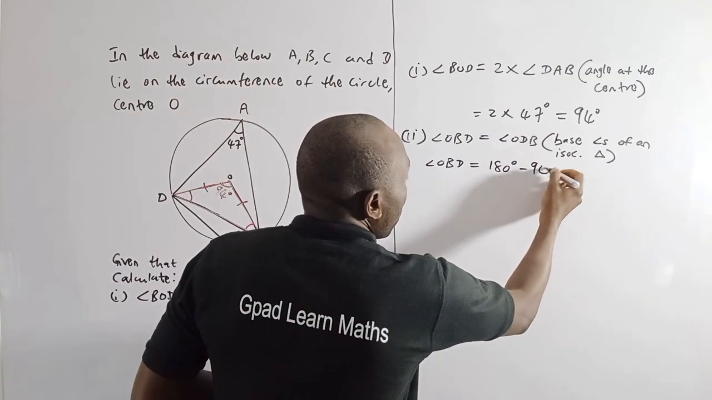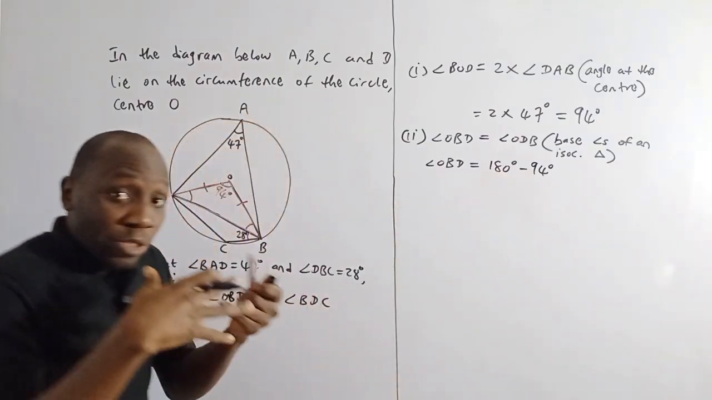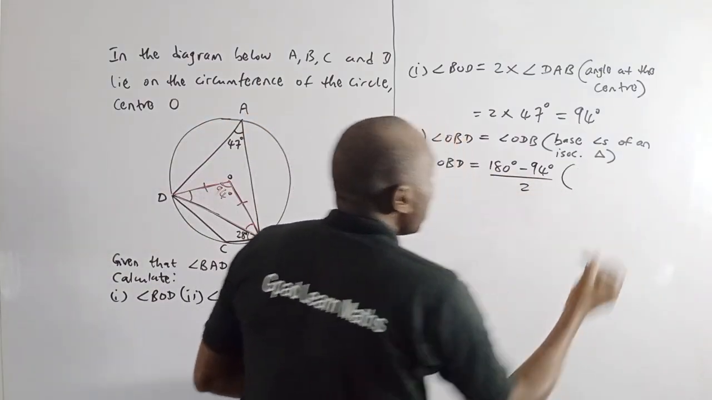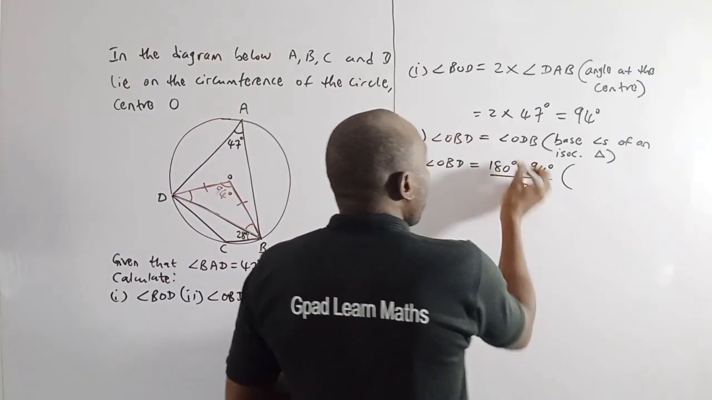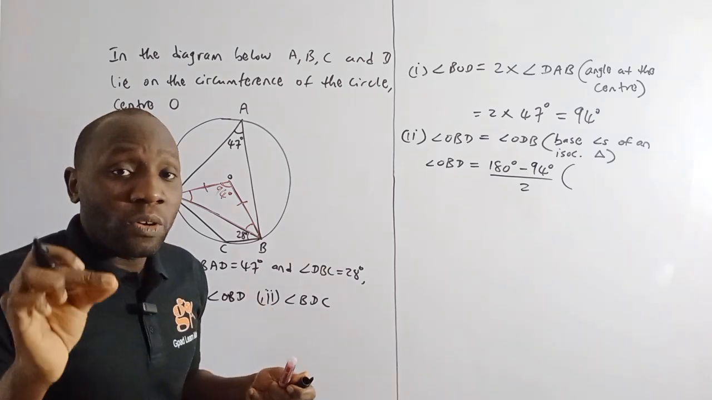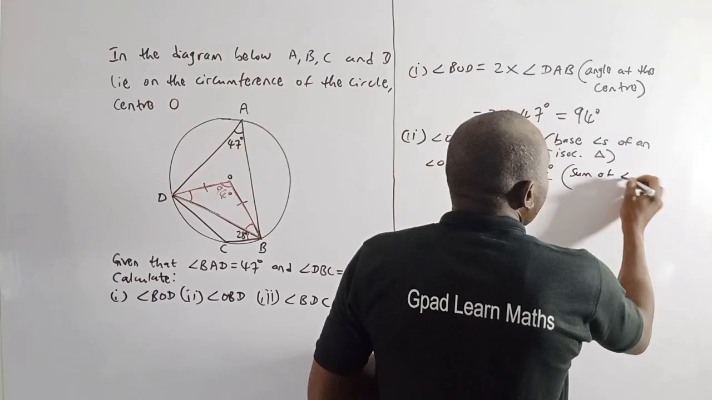$94. Whatever I get from here, I will share into two equal parts because the base angles are equal. What's the reason for this? We can say sum of angles in a triangle. That's how we got 180. If you add all the angles in a triangle, it is equal to what? 180 degrees. So, the sum of angles in a triangle.